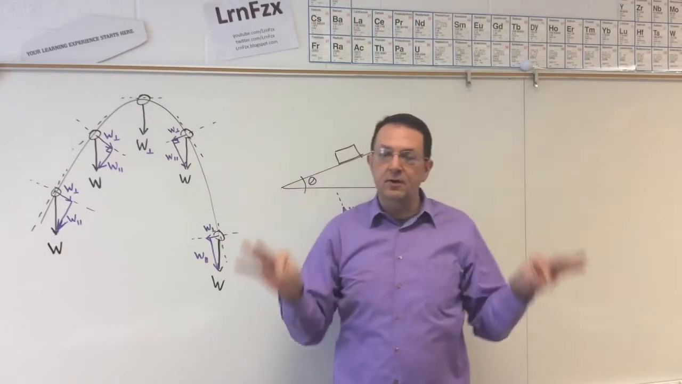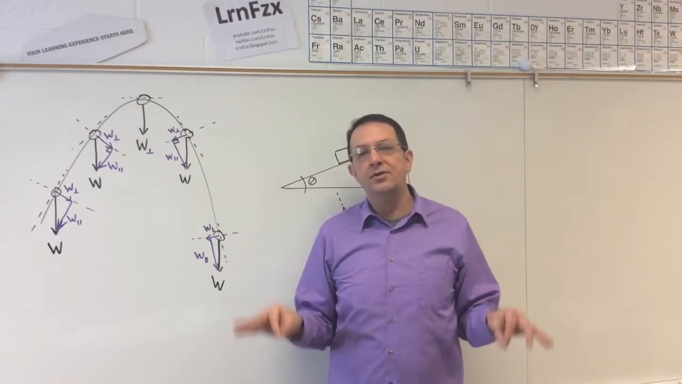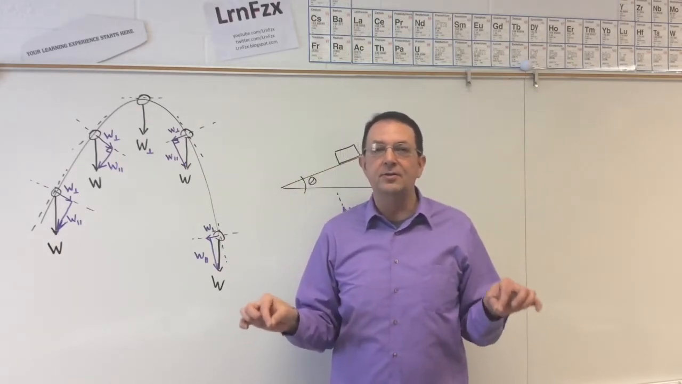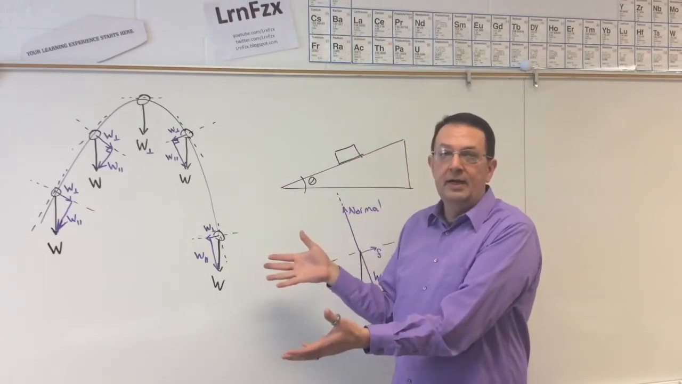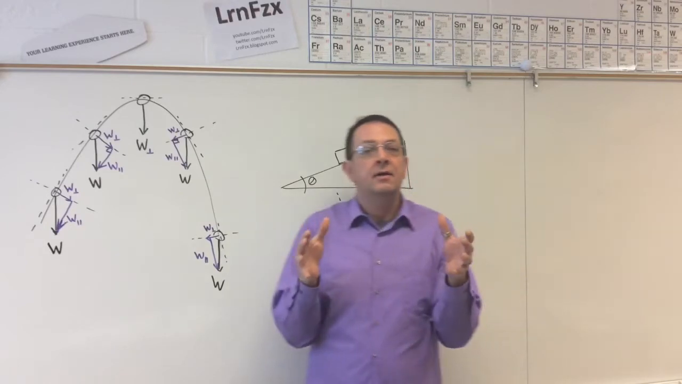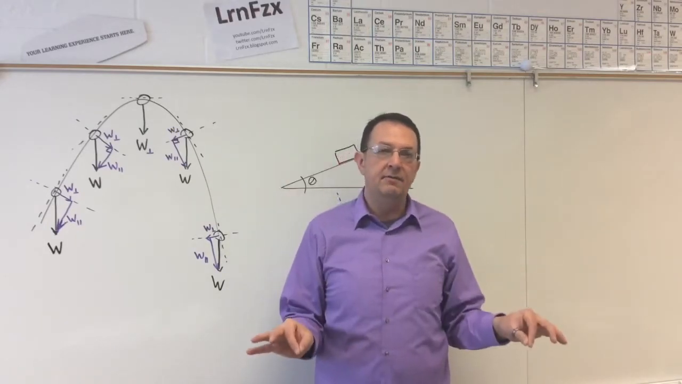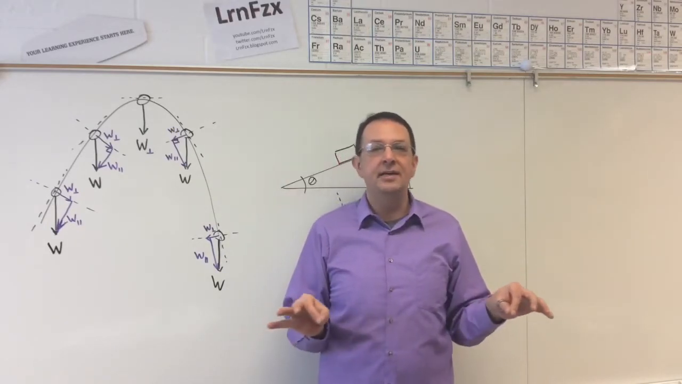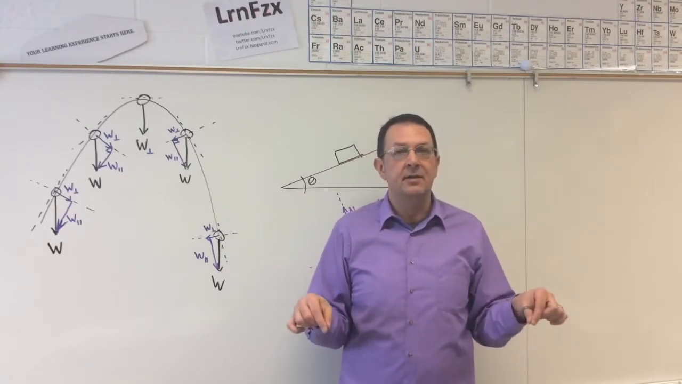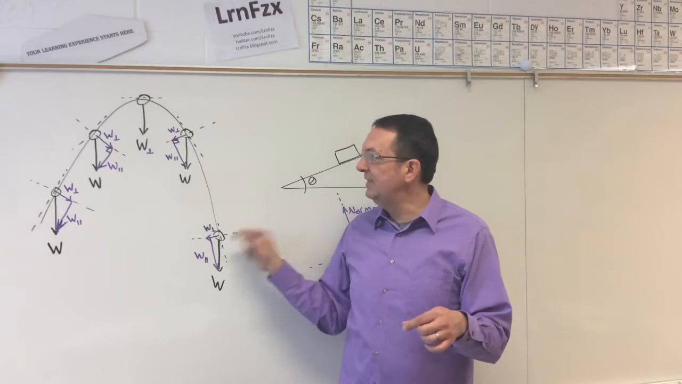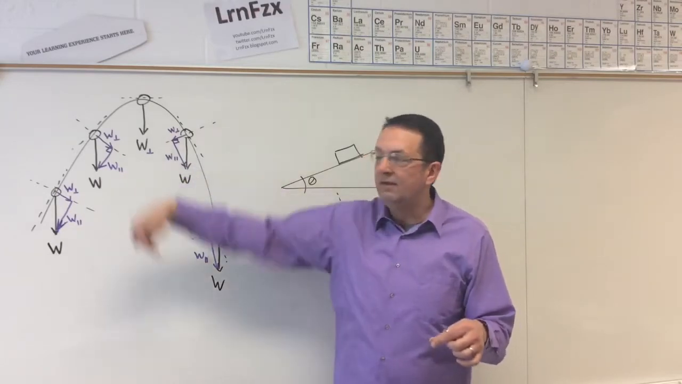So here's the vertex. The farther away from that vertex you get, the larger the tangential acceleration, the larger the change in speed caused by the parallel component of weight. And the farther away you get from that vertex, the smaller the change in direction, the smaller the centripetal acceleration, because of the perpendicular component. That gets smaller the farther away you get.